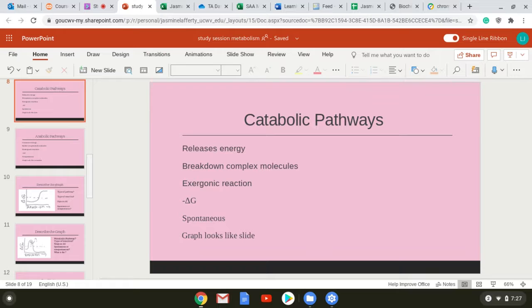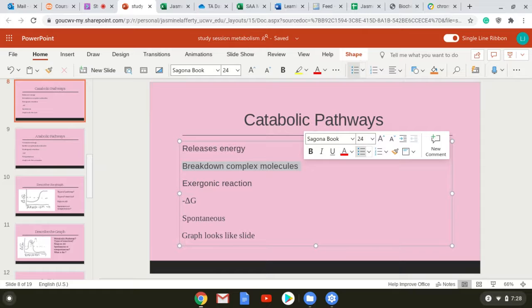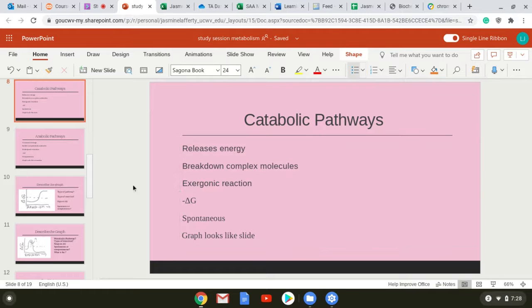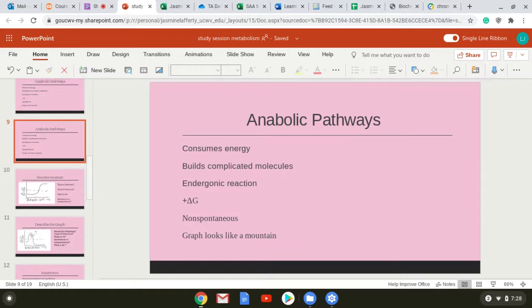If I wanted to take a polymer and make it into monomers, what would I do? Isn't it hydrolysis? Good job. Yep. So an example of a catabolic pathway would be hydrolysis, because you're breaking down complex molecules. That is exactly right. Does catabolism make a little bit more sense? Okay. Now on to anabolism.